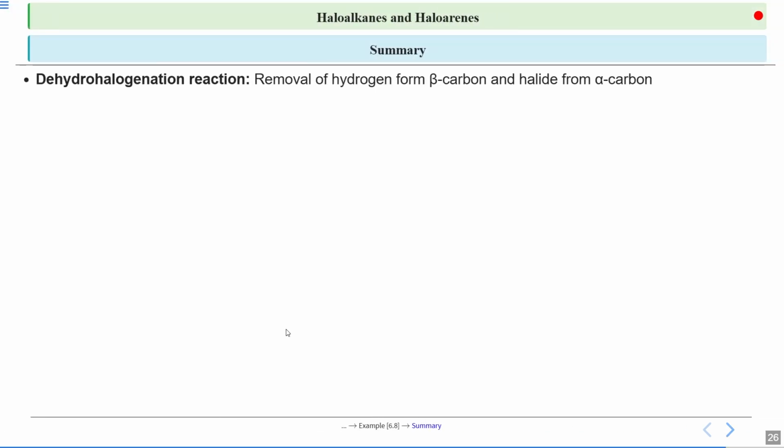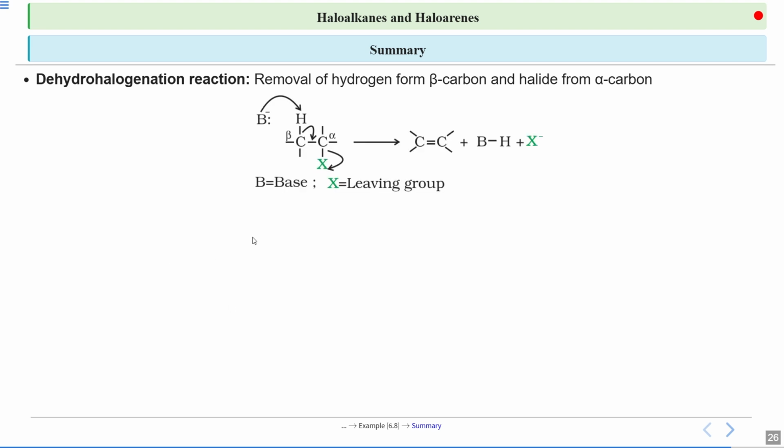Okay, let's look at the summary. We have talked about the dehydrohalogenation reaction, which involves the removal of hydrogen from beta carbon and halide from alpha carbon. So this was the reaction we have seen. There is the removal of beta hydrogen by the attack of base, and there is removal of the leaving group on the alpha carbon, and there is a formation of double bond between these two carbons. We get our product as an alkene.